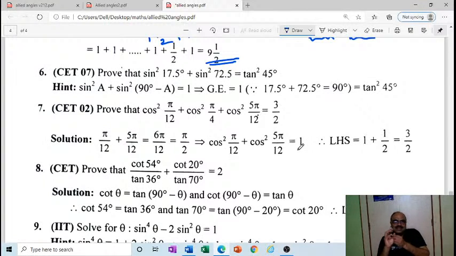See, sine square theta plus sine square 90 minus theta, which is cos square theta. Sine square theta plus cos square theta is 1, which is known to us from a long time. And if it is 1, tan square 45 value will be how much? It is 1. So left hand side is equal to right hand side.